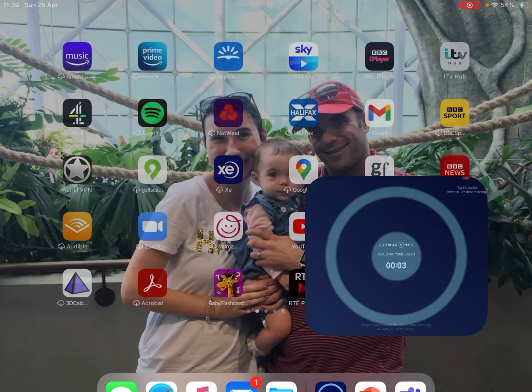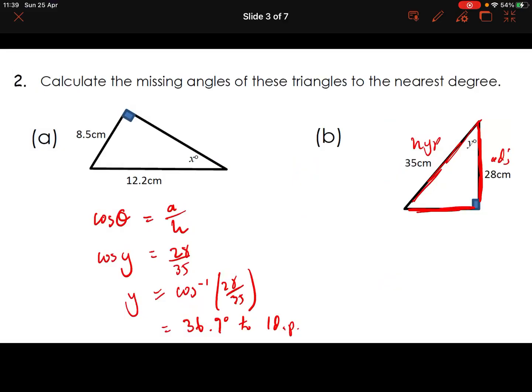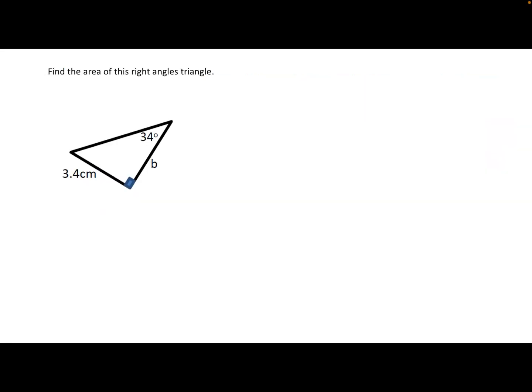Okay guys, so what we're going to do now, we're going to get into problem solving. Okay, so we've got a question here. It says find the area of this right angled triangle. Okay, so you're trying to find the area. It would seem like this is not a trigonometry question, but it actually is.